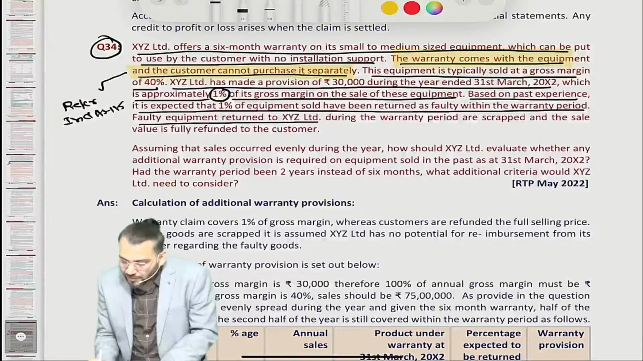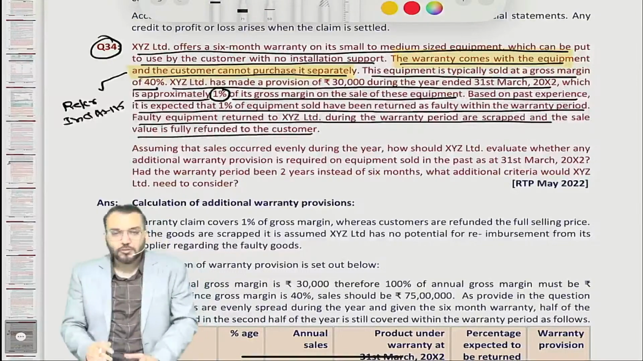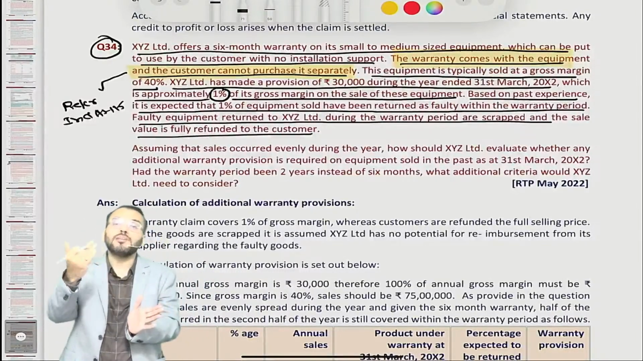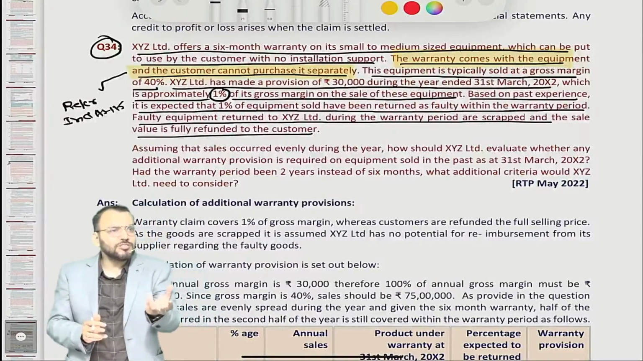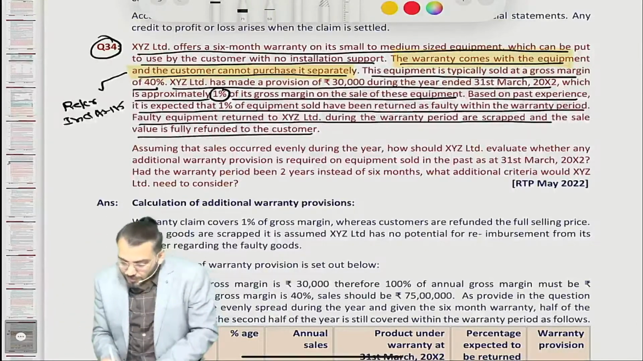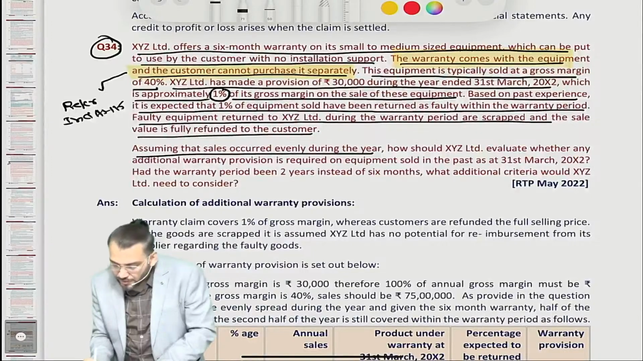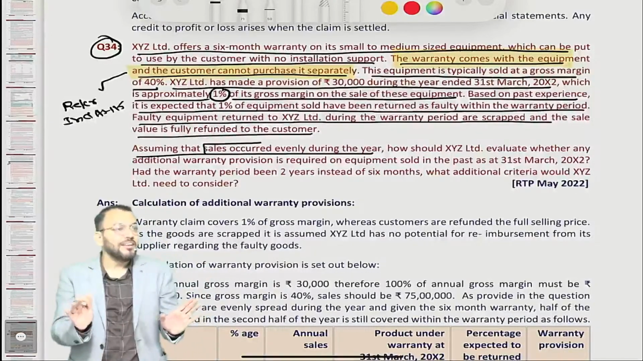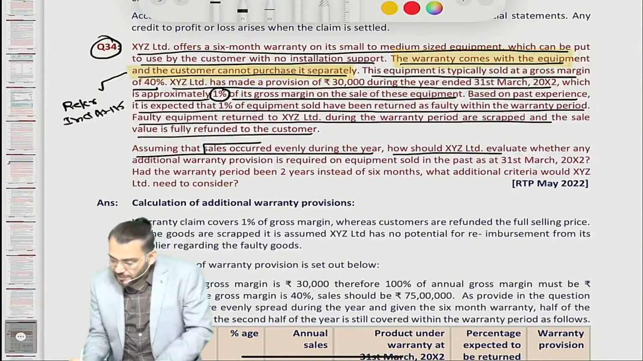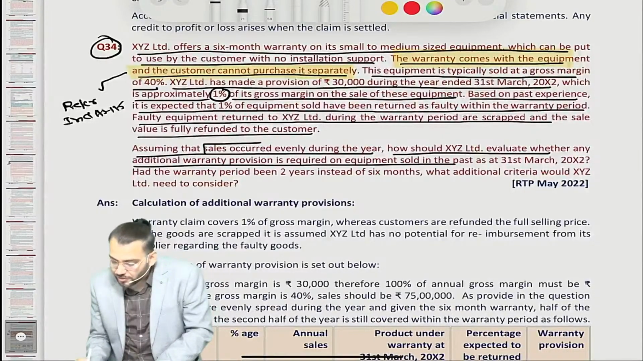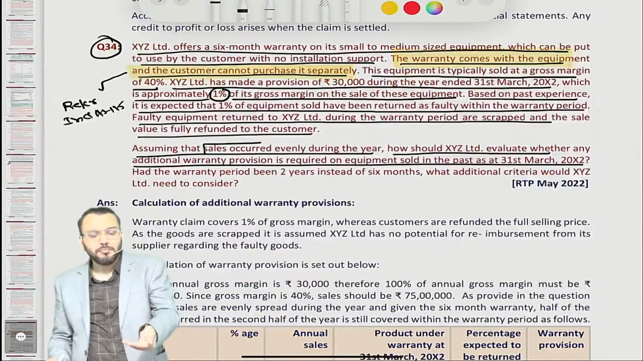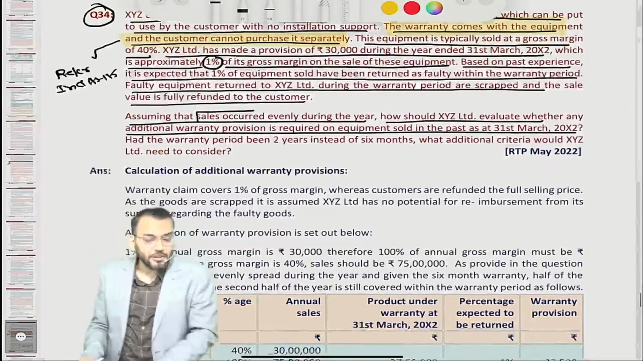Faulty equipment returned to XYZ Limited during the warranty period is scrapped and the sale value is fully refunded to the customer. So the entire sale value will be refunded. Can I say the amount of provision should be equal to the sales value only? Assuming that sales occurred evenly during the year, meaning monthly sales are equal, how should XYZ Limited evaluate whether any additional warranty provision is required on equipment sold in the past as at 31st March 2002?